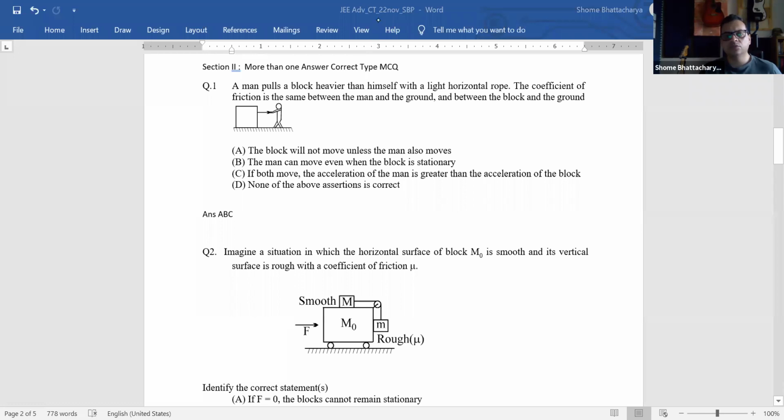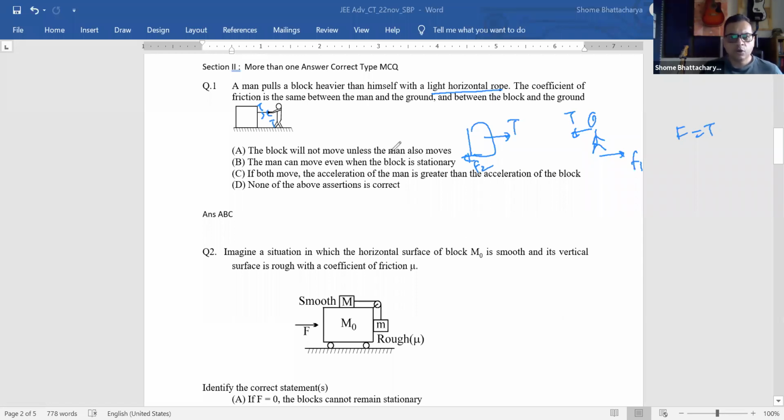Okay. So now the first one, the one with more than one option. So what is happening? A man is pulling a block heavier than himself using a light horizontal rope. Coefficient of friction is the same between the man and the ground and between the block and the ground. Okay. So let's say the man applies the force F on the rope. So that becomes the tension. Whatever force he is applying, that becomes the tension of the rope. So his body experiences tension, friction like this, let's say, whereas the block experiences tension and friction F2.